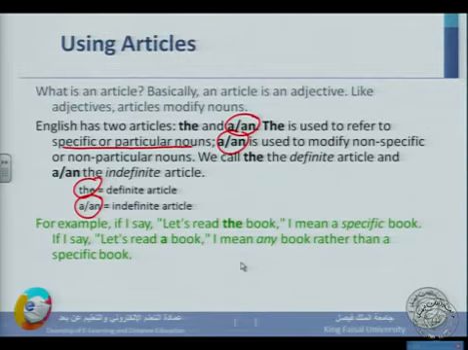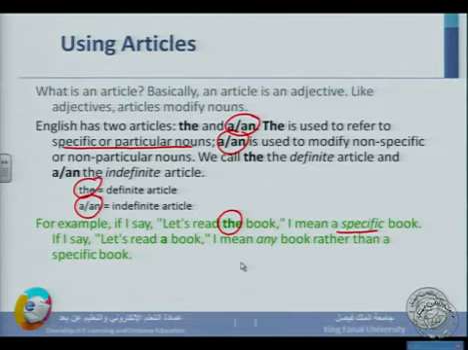For example, if you say, let's read the book. Here I mean a specific book. If I ask you, go back to the book, okay? Or do the exercise in the book. So you will know that I'm talking about our textbook, for example, Azar or Interaction Access.